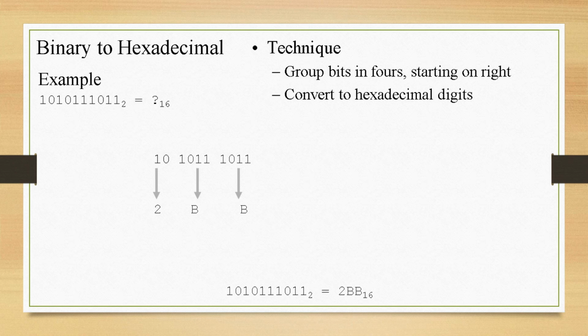For binary to hexadecimal technique, we still group them into 4 bits because this is hexadecimal, starting from the right going to your left. So for our example, we will have the answer 2BB in hexadecimal.